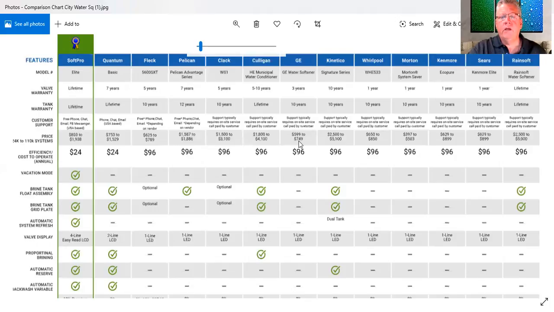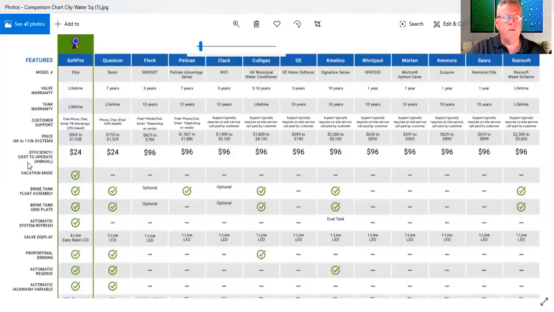Same with Colligan. General Electric, Whirlpool, Morton, Kenmore, Sears, those are relatively low-cost systems, but there's a reason for that. The warranties dictate the quality of these systems. They are not even close to being as good as all these other major brands, and technical support and service is going to be hard to find and expensive when you do have to have somebody come out to service them for you. The Rainsoft system is the same thing. You're going to have to pay for somebody to come out, and it's an extremely expensive system.